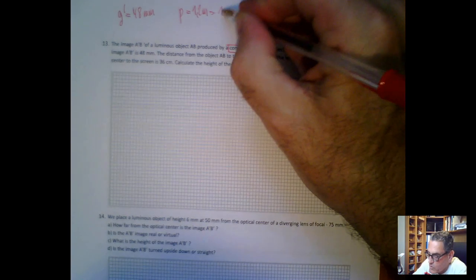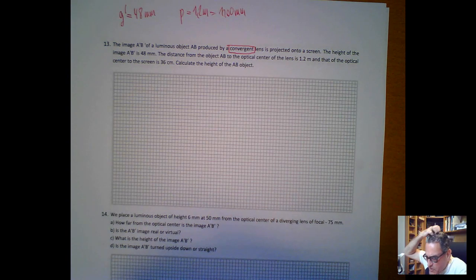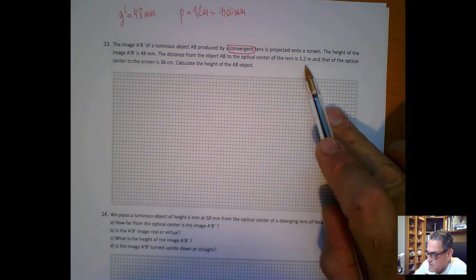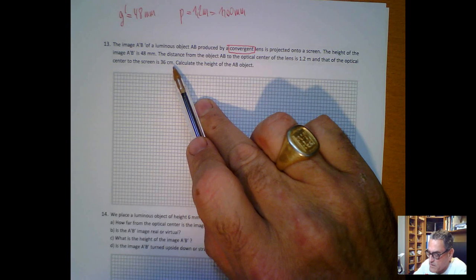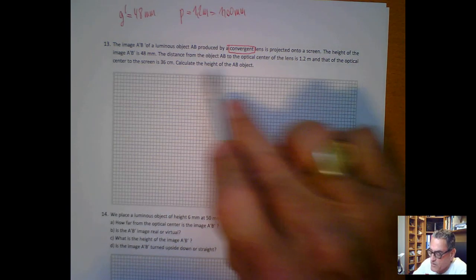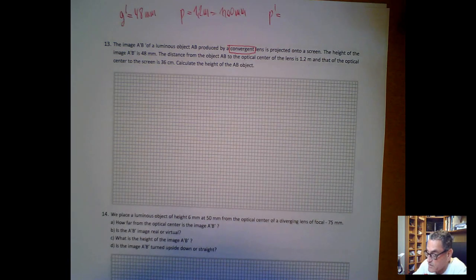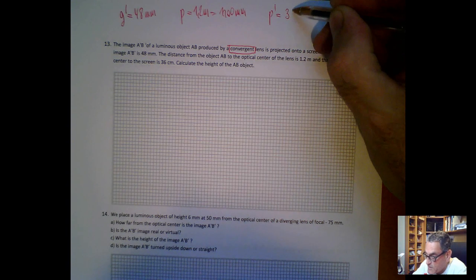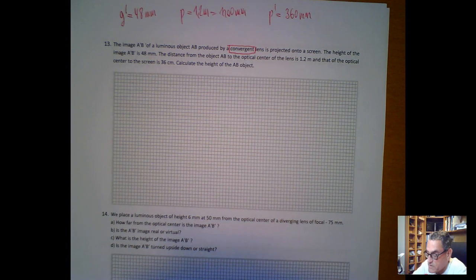So it's 1200 millimeters. And the distance of the optical center to the screen is 36 centimeters. So optical center to the screen, this is P prime because the image forms on the screen. So this is the distance between the lens and the image. So P prime, we said, is 36 centimeters, which I'm going to write in millimeters, 360.